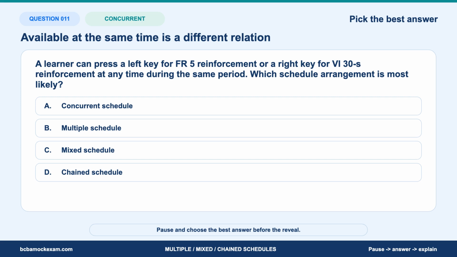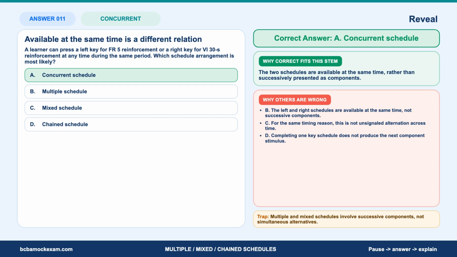Question 11. Read this one for the signal first. A learner can press a left key for FR5 reinforcement or a right key for FI30S reinforcement at any time during the same period. Which schedule arrangement is most likely? The choices are A. Concurrent schedule. B. Multiple schedule. C. Mixed schedule. D. Chain schedule. Pause now and choose the best answer. The correct answer is A. Concurrent schedule. Here is why it fits this stem.